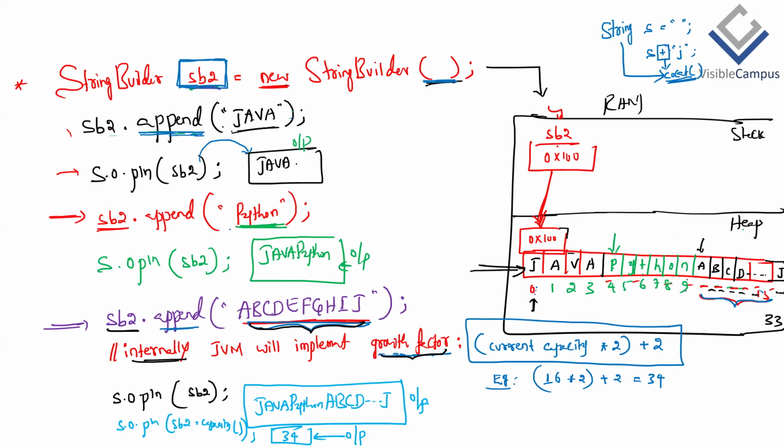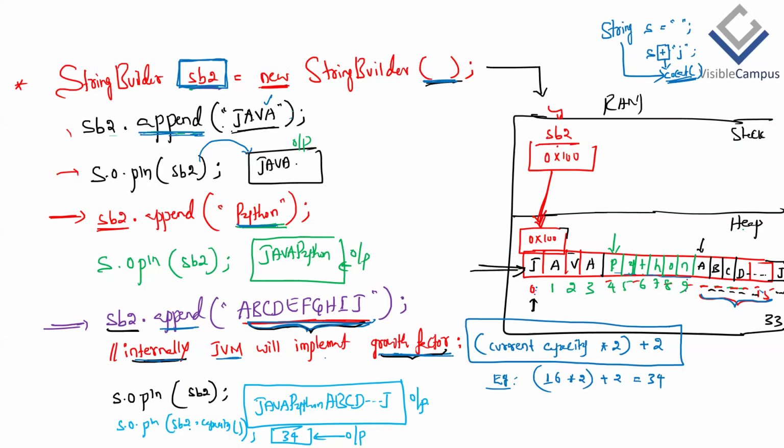And we can append one more time, because what is my point? What is the growth factor concept? Since 16 cells are there, we can add a 4 character value. And since some more cells remain, we can add 6 more letters, and we get the value. But if we try to add more characters than what is available, what will happen? In that scenario, as a programmer, we have to do nothing. The JVM will internally implement a concept called growth factor.